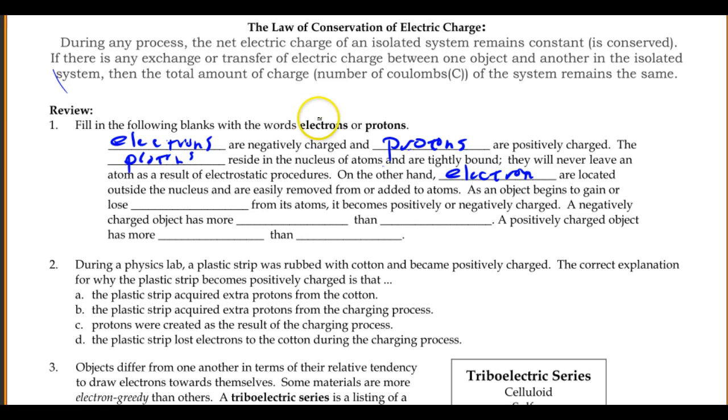As an object begins to gain or lose electrons from its atoms, again, it's only the electrons that are actually removed, it becomes positively or negatively charged. A negatively charged object will have more of the negative charges, the electrons, than protons. If it's a single item, we'd call that an ion. A positively charged object would have more protons than it does electrons. And that's because we've removed electrons, not added protons.